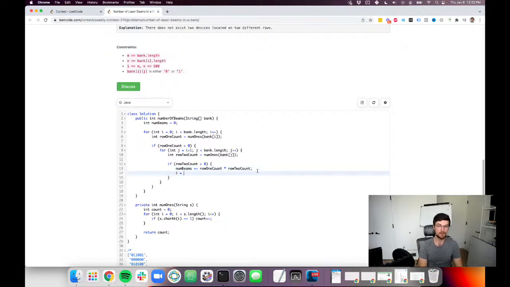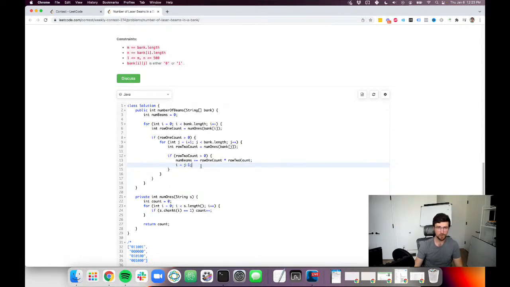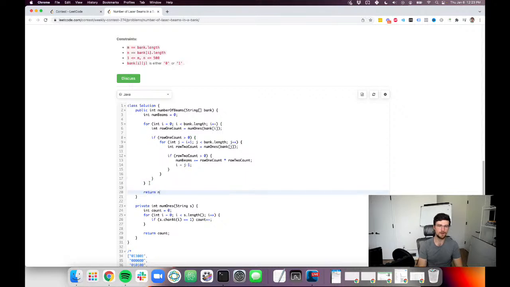So I equals, I believe, see, this is where it might make more sense to do a while loop because the incrementation gets kind of weird here. We'll have to double check that that's correct. And then what happens when we get to the end? For the last one, we would iterate through here and we would never find it. So we would just drop out and then return numBeams.